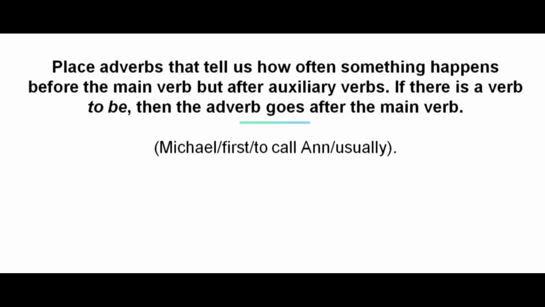Also remember to place adverbs that tell us how often something happens before the main verb but after auxiliary verbs. Now, if there is a verb to be, then the adverb goes after the main verb. Now create a sentence using the words or phrases in the bracket. Michael first to call Anne usually. Michael usually calls Anne first.